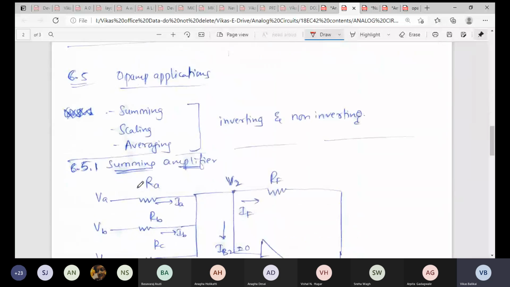So with this, let's go ahead with a small gist of applications, and I'm going to cover in a quick span of time all these three applications, which we already know, and it is very easy to understand as well. Summing amplifier, scaling amplifier, averaging amplifier, for both inverting configuration as well as non-inverting configuration. And this is exactly the same thing that you have learned in your basic electronics course.